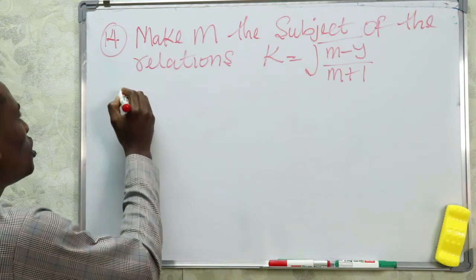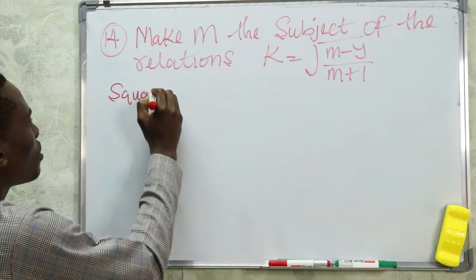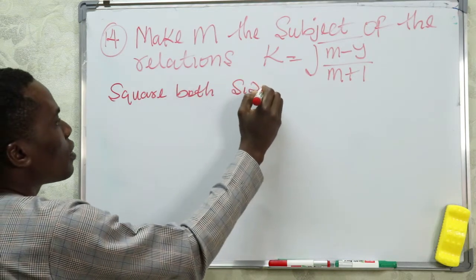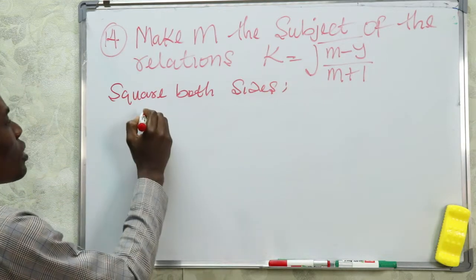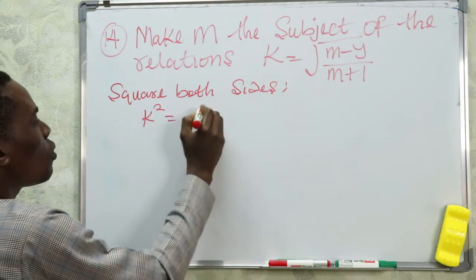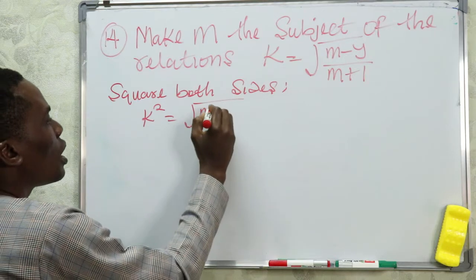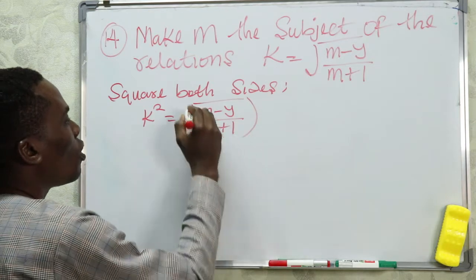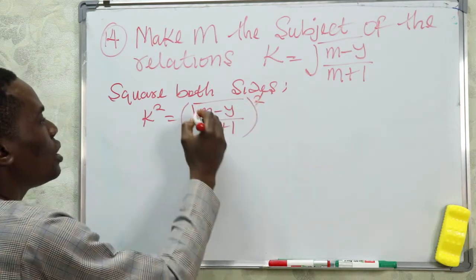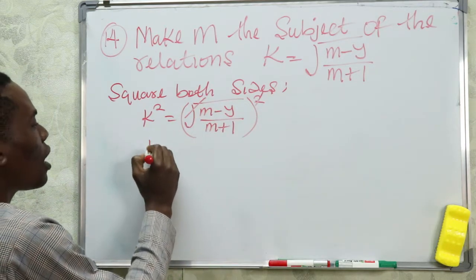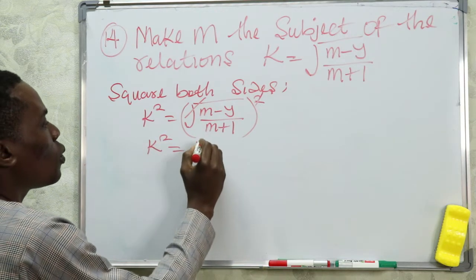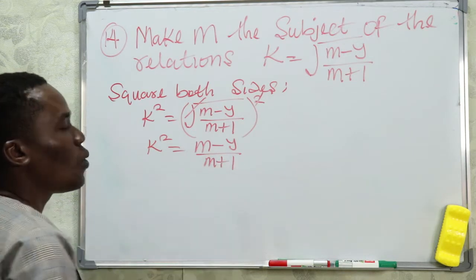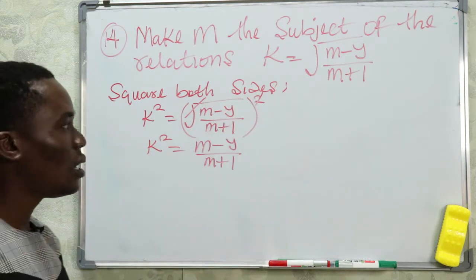Now the first thing we'll do here is to square both sides so as to remove the square root. So if we square both sides, we are going to have k squared equal to square root of m minus y all over m plus 1, all squared. So this will cancel this, and we'll have k squared equal to m minus y all over m plus 1. Hooray! The square root is gone.